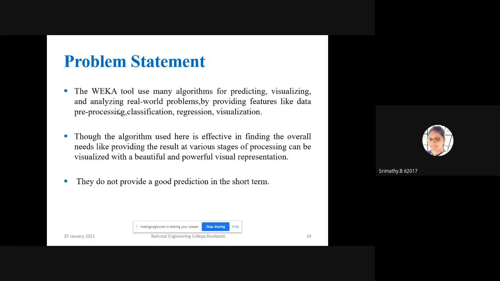They have used a tool called WEKA tool, which uses many algorithms for predicting, visualizing, and analyzing real-world problems by providing features like data pre-processing, classification, etc. The algorithms used here are effective in overall needs, like providing the result at various stages of processing that can be visualized with a beautiful and powerful visual representation. They do not provide a good prediction in the short term.